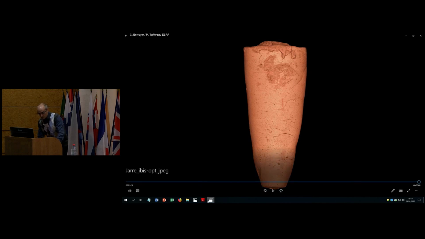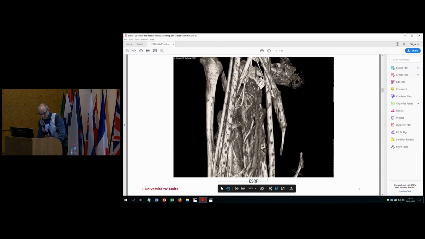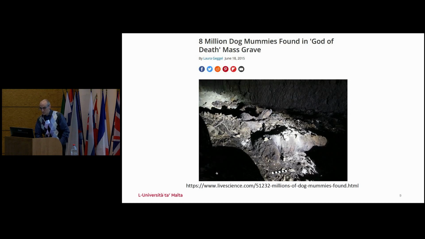So the whole point of applying machines is that we now want to be able to do all that automatically. Now, why is that? It's not just that we want to make it faster to do a segmentation and therefore study of a single mummy, but there are many, many mummies. Camille mentioned already, for example, that in a particular site, millions of dog mummies have been found.